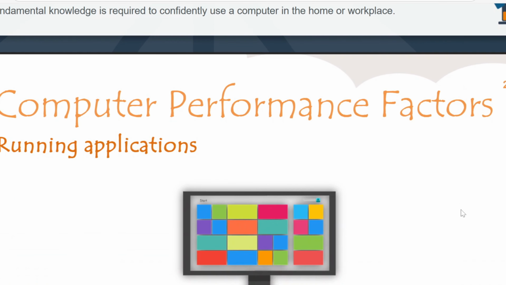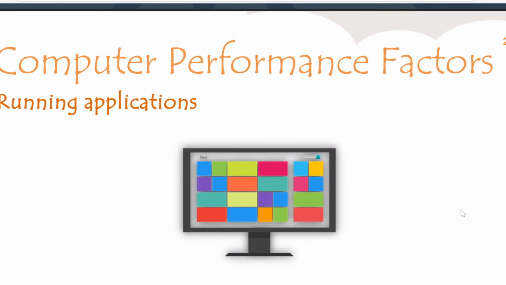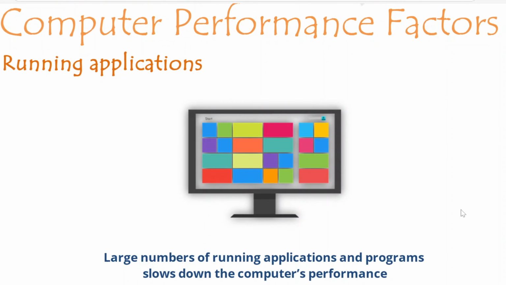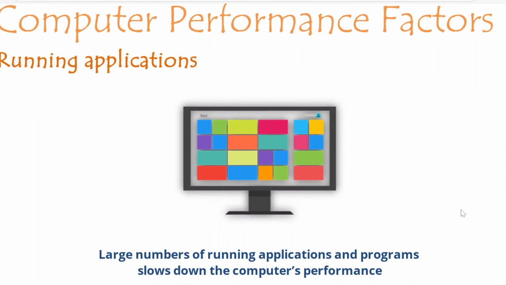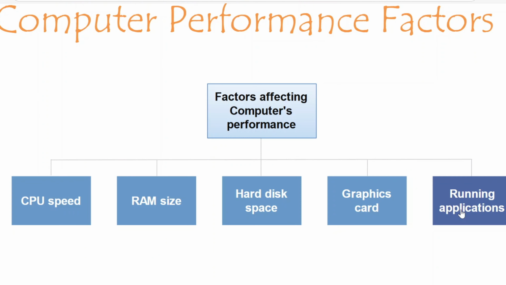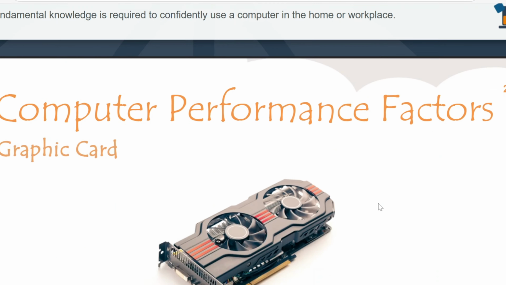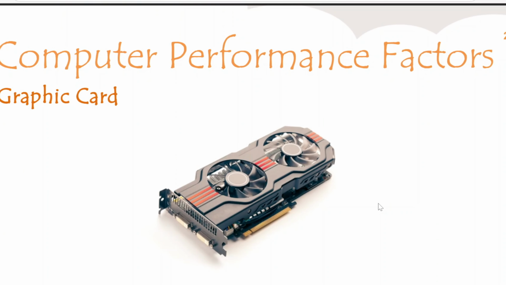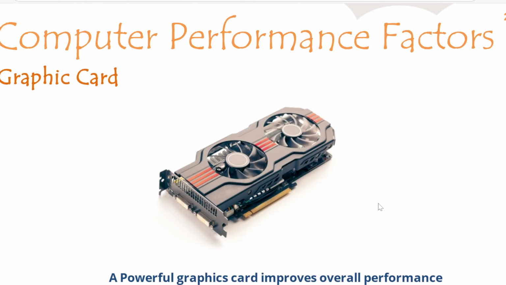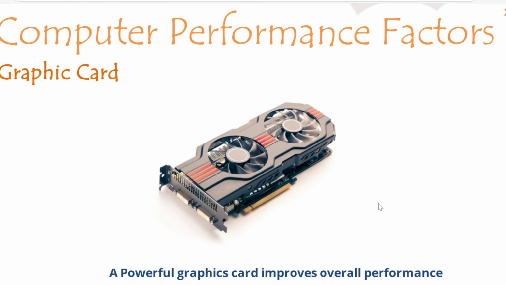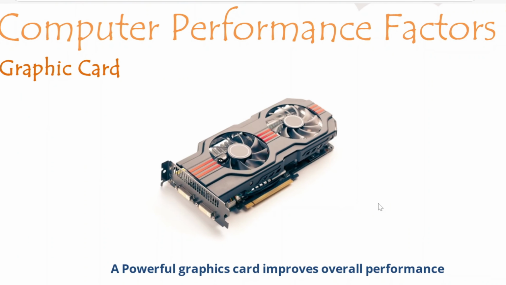Every running task occupies some portion of memory to complete its operations, making the computer slower. The degree of multitasking also affects a computer's performance. Manipulating images and videos on a computer requires high memory. A powerful graphics card improves a computer's performance by taking up these tasks from the processor.